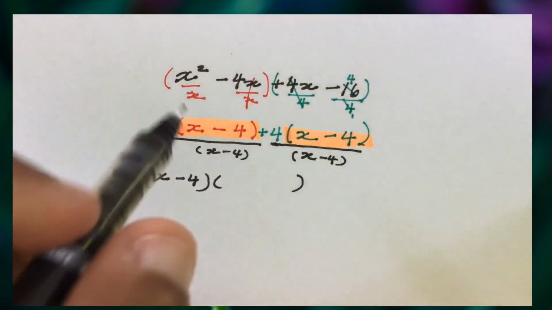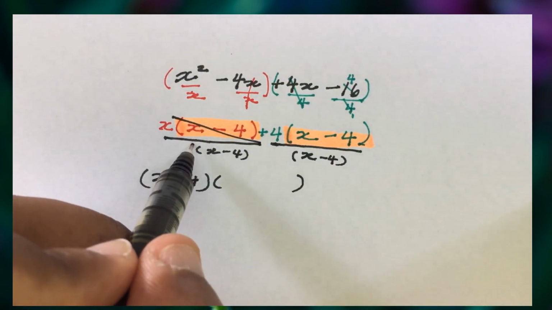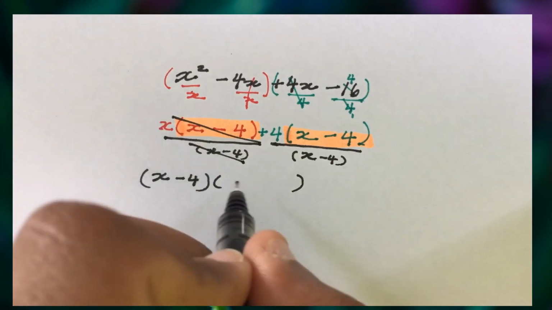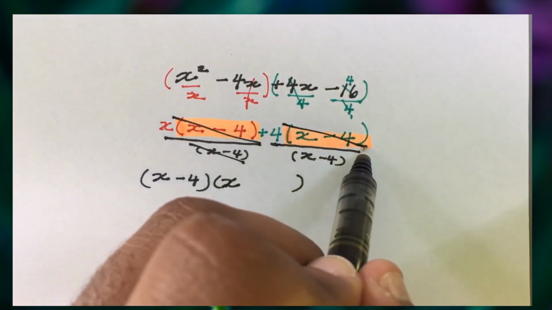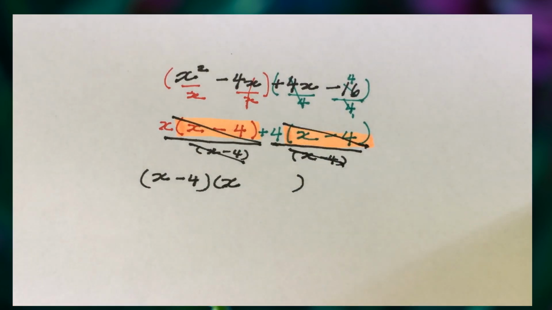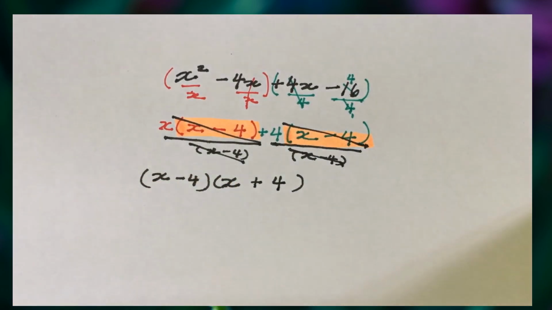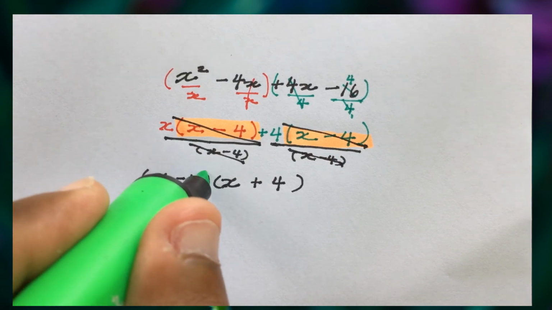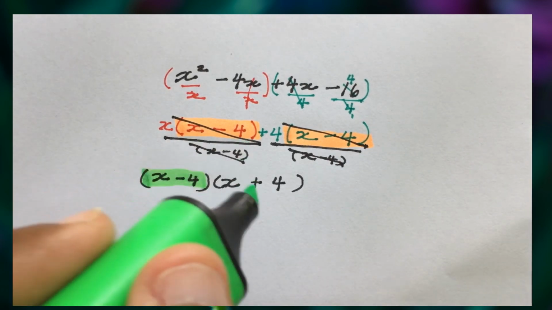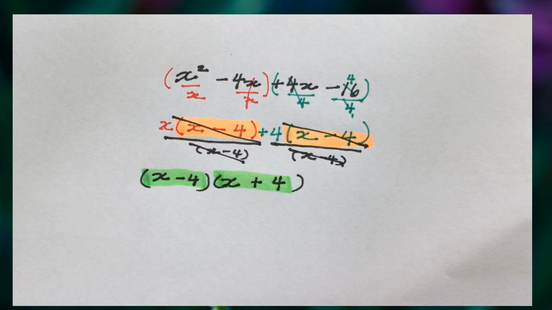So notice the bracket at the top here cancels the bracket at the bottom here, leaving us with just x. The bracket at the top cancels the bracket at the bottom because they have the same exact things, leaving us with just a positive 4. Now, let's look at what is left. We have x minus 4 and x plus 4. Notice that they're the exact same thing. The only difference is the sign that is right here. One bracket has a minus 4 and the other bracket has a plus 4. To get the final answer, you just leave it like that.